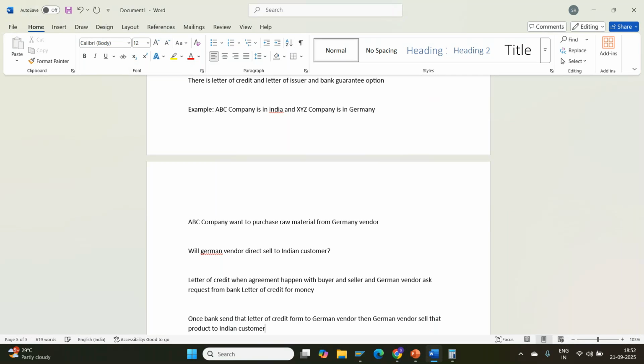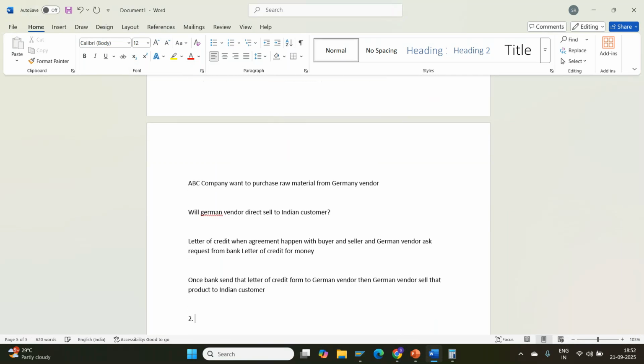Okay, this is the first point. Next, the second point: once goods reach the Indian customer, then the German vendor requests payment, and the money is passed to the German vendor's bank account.